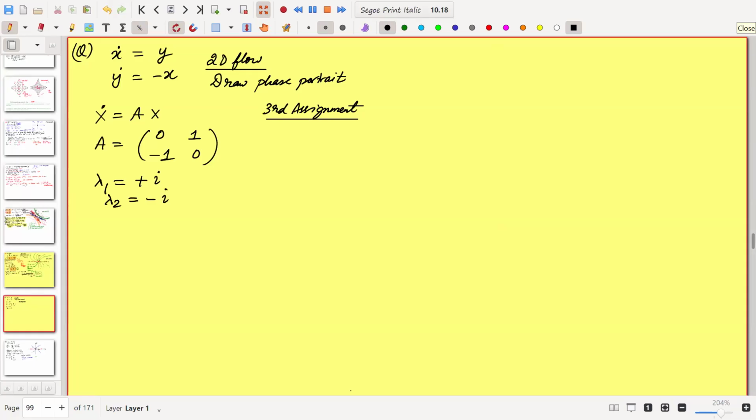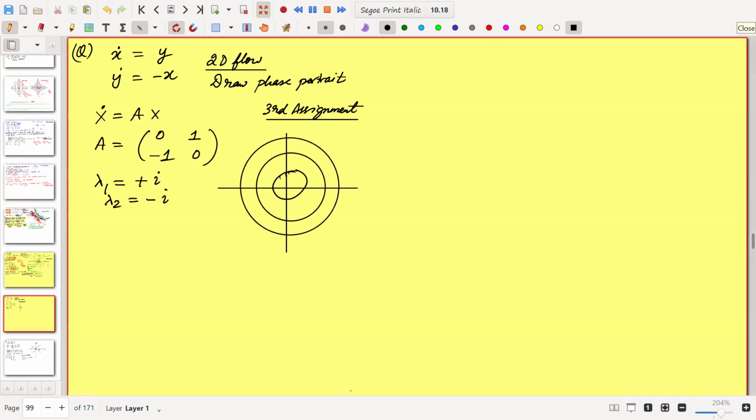So the phase portrait is quite interesting in this case. Okay, I will tell you the answer of how it looks. The phase portrait you will have is something very interesting. They will be closed curves. Each represents a starting condition.